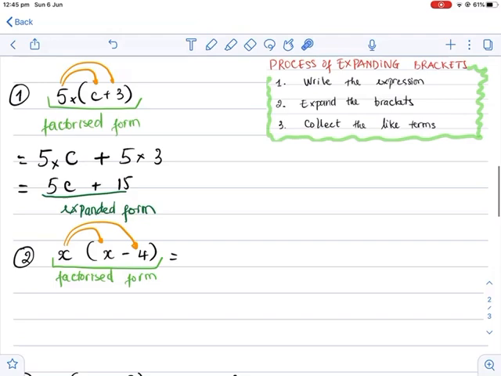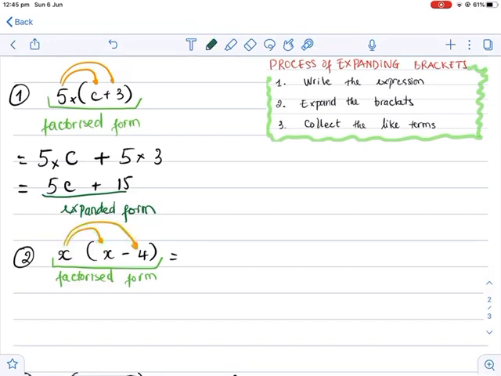We're going to write down the expression, so you need to write this expression into your book. Then we're going to use the distributive law to expand the brackets. And we know how to use the distributive law after this step. So we're going to distribute the term or the number in front of the bracket into each term inside the brackets.